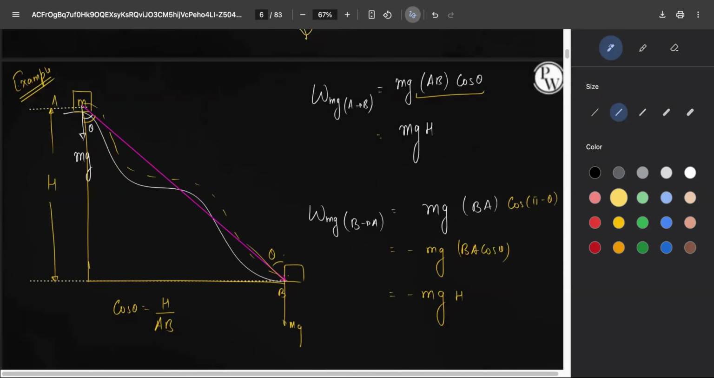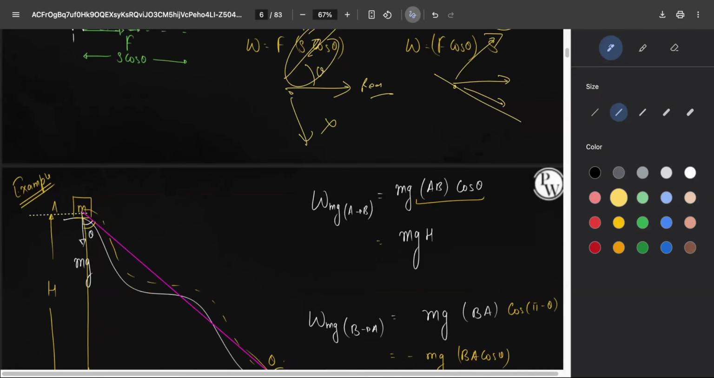Also, when we discuss forces, always remember what we are talking about. What we are talking about: work done by gravity, like work done by A or work done on A. Okay, these two terms are very important. You know that generally gravitational force is downside, right?